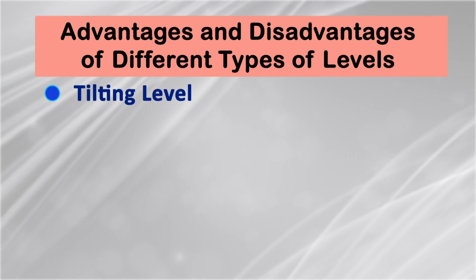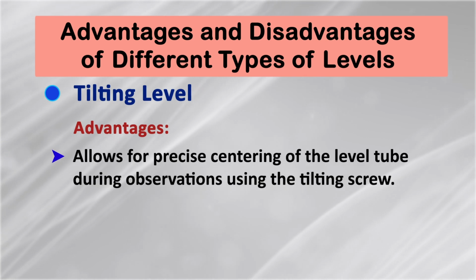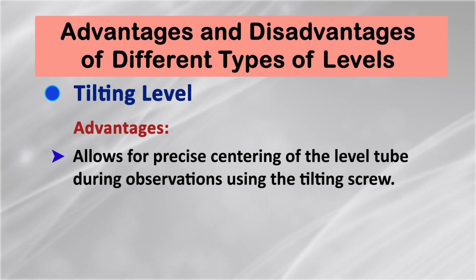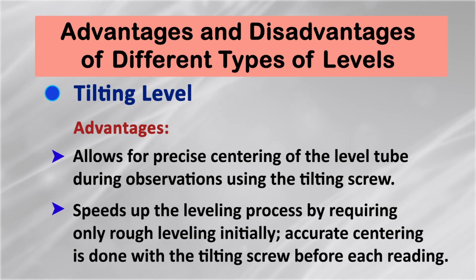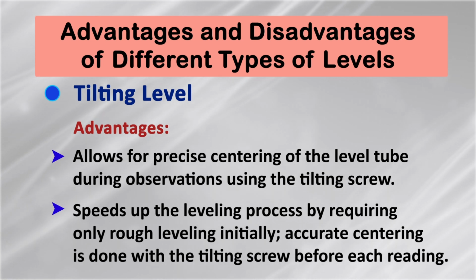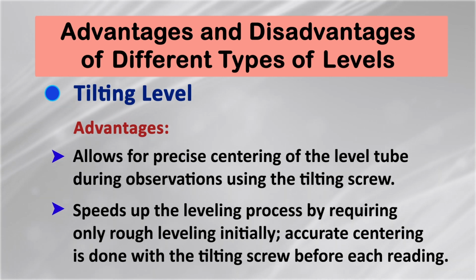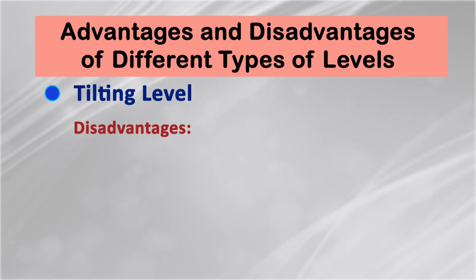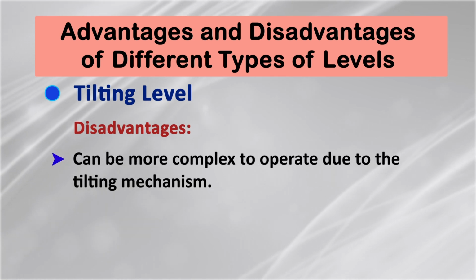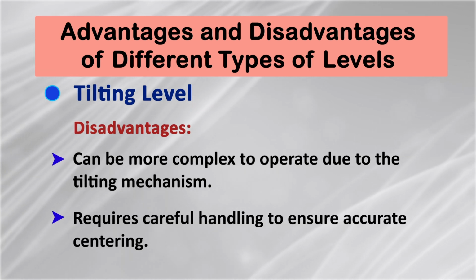Next is the tilting level. Its advantage includes that it allows for precise centering of the level tube during observations using the tilting screw. It speeds up the leveling process by requiring only rough leveling initially. Accurate centering is done with the tilting screw before each reading. Its disadvantage is that it can be more complex to operate due to the tilting mechanism. It requires careful handling to ensure accurate centering.